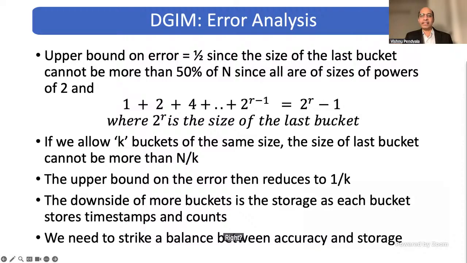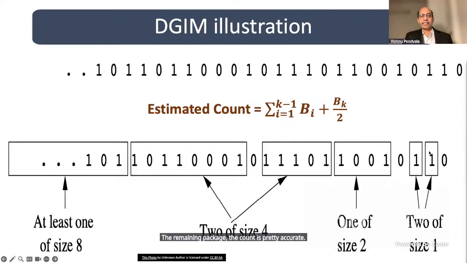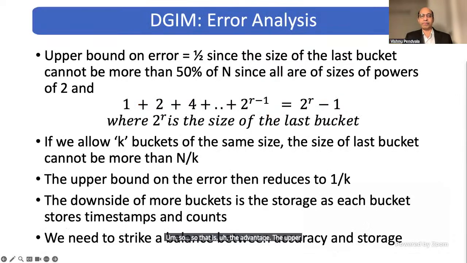And once again, the error is all because of the last bucket. Otherwise, the remaining buckets, the count is pretty accurate. The error is coming from the last bucket, and the 50%, n by 2, is really the worst case, right? Typically, that is not the case. So that is the advantage. The upper bound is 50%, but typically it is much better. So that is the idea.